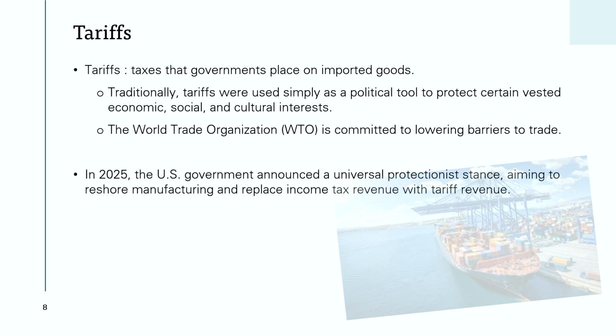For example, in 2025, the United States adopts a fully protectionist stance. The government aims to bring manufacturing back to the US by reshoring production and replacing income tax revenue with tariff revenue. This illustrates how tariffs can be used not just for protection, but also as part of broader economic strategies.